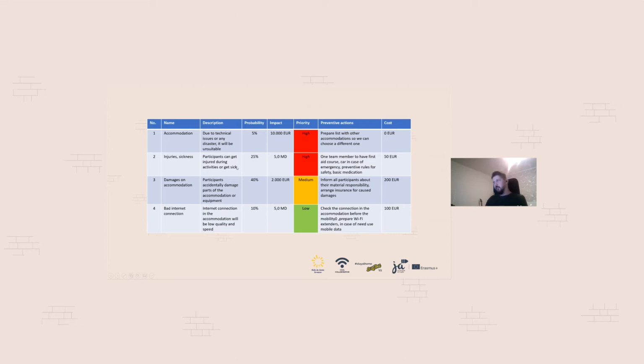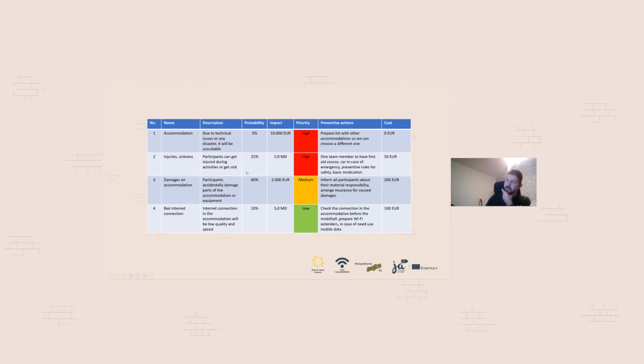Again, injuries and sickness. Participants can get injured during some activities or get sick. Again, it's usual stuff. They are 10 days together, a lot of people. It can happen that they will get sick. If it's during the winter period or before winter, they can get a cold, they can get something. We can do some measures. Okay, the priority is high because safety is the most important.